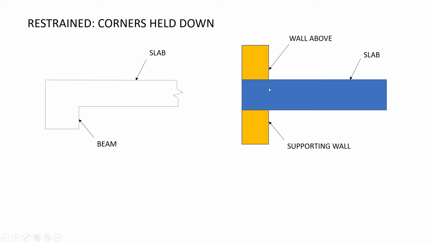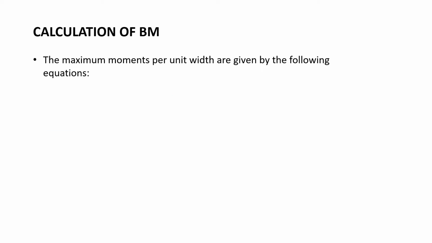Due to this restraint, the corners of the slab are subjected to torsion. Hence, we need to design the restrained slabs for torsion at the corners. Now, to design the two-way slabs, we will calculate the bending moments in both the directions, that is, the bending moment in the x and the y direction. To calculate the bending moments, we need the coefficients alpha x and alpha y in both the directions.